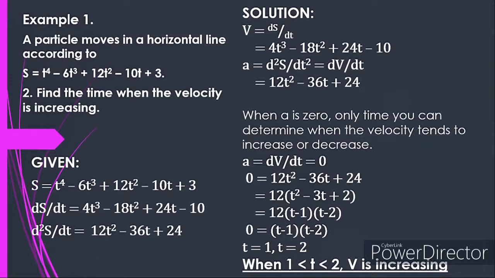ating velocity. So, try nyo i-substitute class 1.1, 1.2, 1.3. So, ganun magkakaroon ng value yung ating velocity. Kung mapapansin nyo, kapag sinubstitute mo siya, ang magiging sagot niya is negative. Negative yung value ng v, pero ang sabi niya is v is increasing. Why?